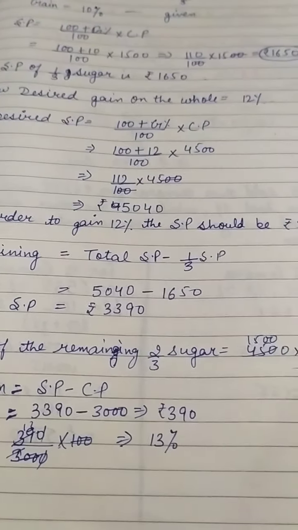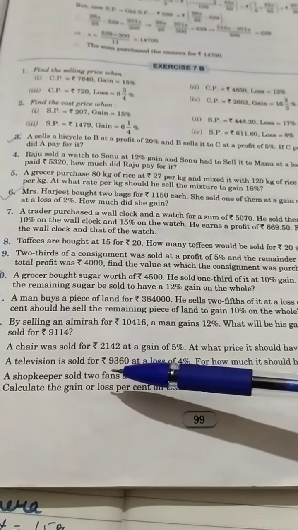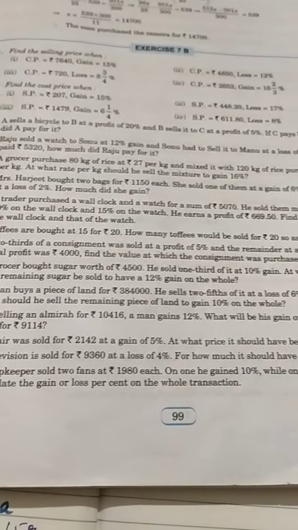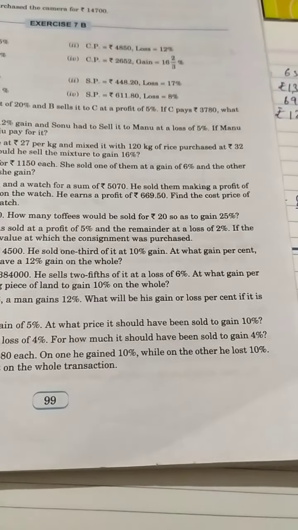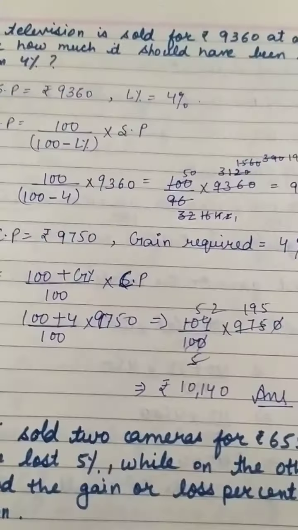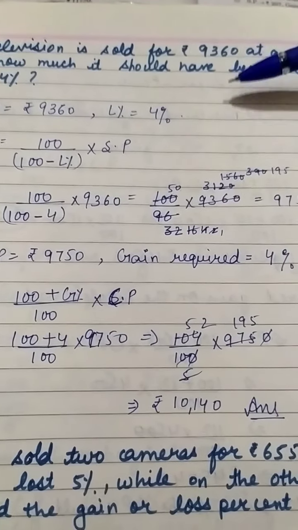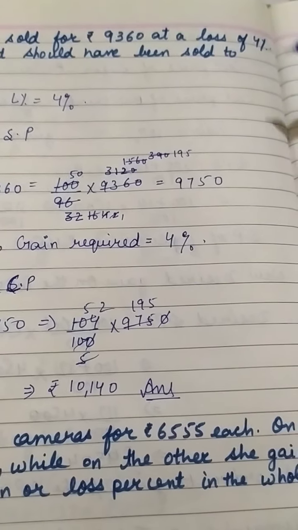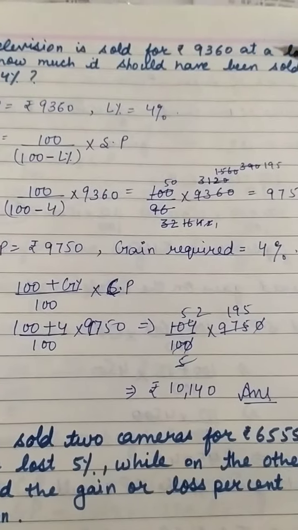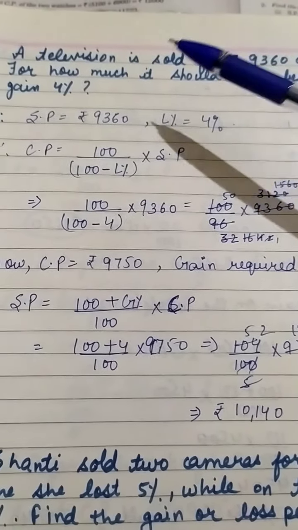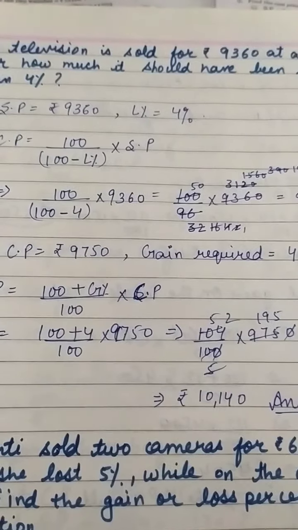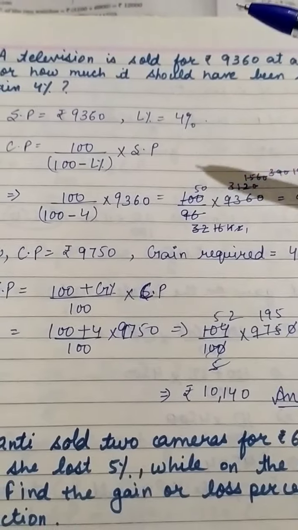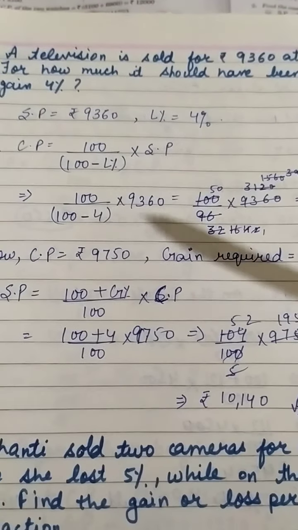All right children. Now see the 14th question. A television is sold for rupees 9360 at a loss of 4%. For how much should it have been sold to gain 4%? Now the selling price of the television is rupees 9360, and the loss is 4%. He wants to know for how much it should be sold so that there is a 4% gain. It has been sold at this price. For how much should it have been sold so that he would get a 4% gain?